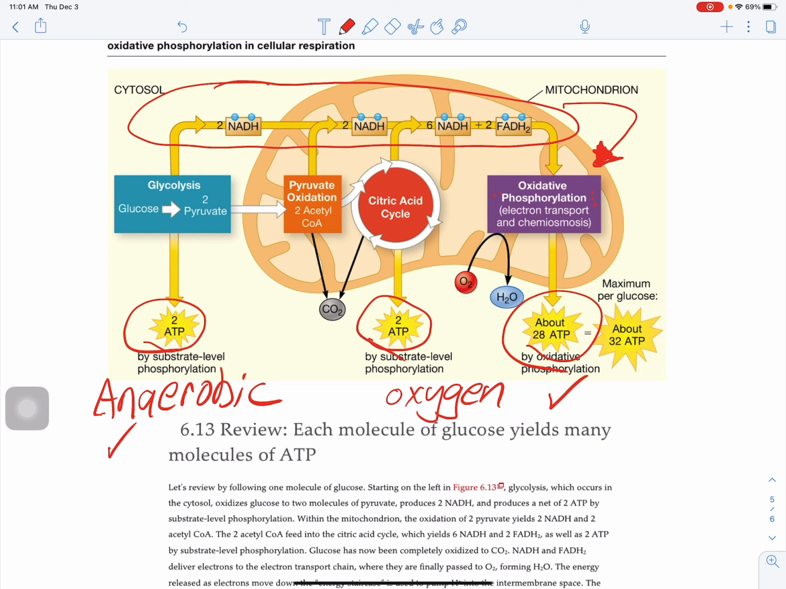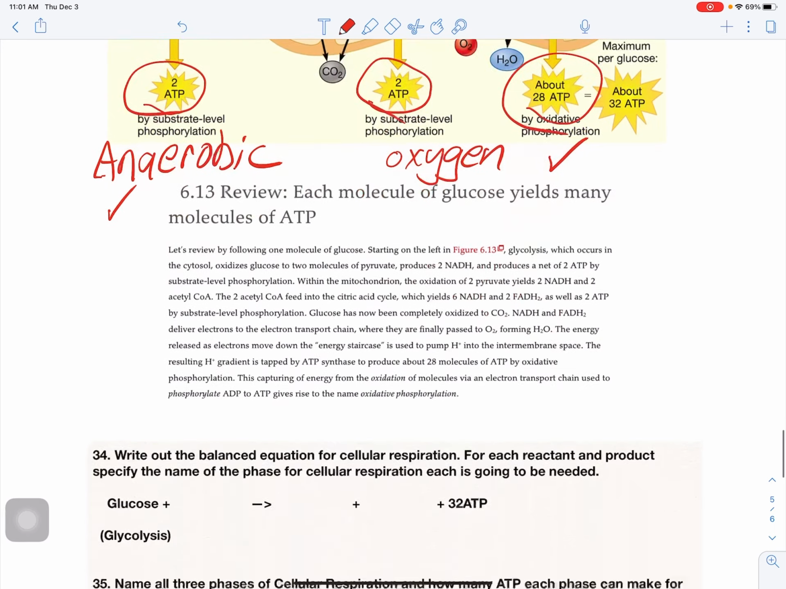As soon as you start breathing, then you are fixing the traffic jam. No oxygen, no place for electrons to go. This backs up, that backs up. And so the only way to get rid of that pain is for you to breathe, then it starts the engine up again in the mitochondria.